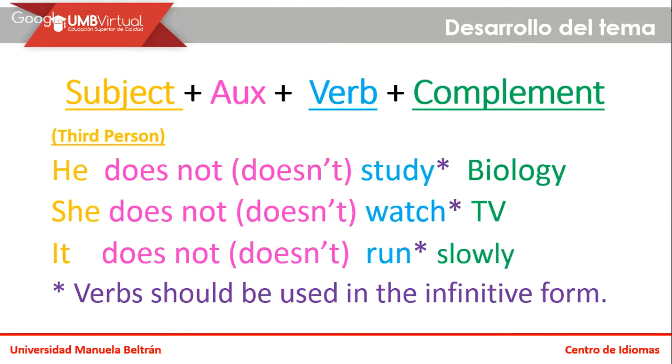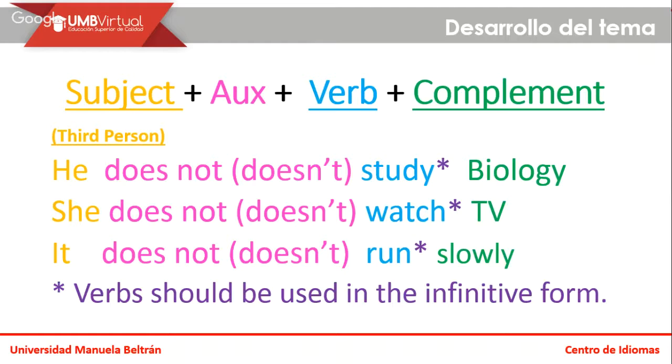Perfect. So later on we have subject, auxiliary, verb plus complement. En este caso tenemos el uso de la tercera persona. Entonces el auxiliar se modifica, no es don't, sino doesn't or does not in the written way. Study biology, watch TV, run slowly, which is the complement. Verbs should be used in definitive form.